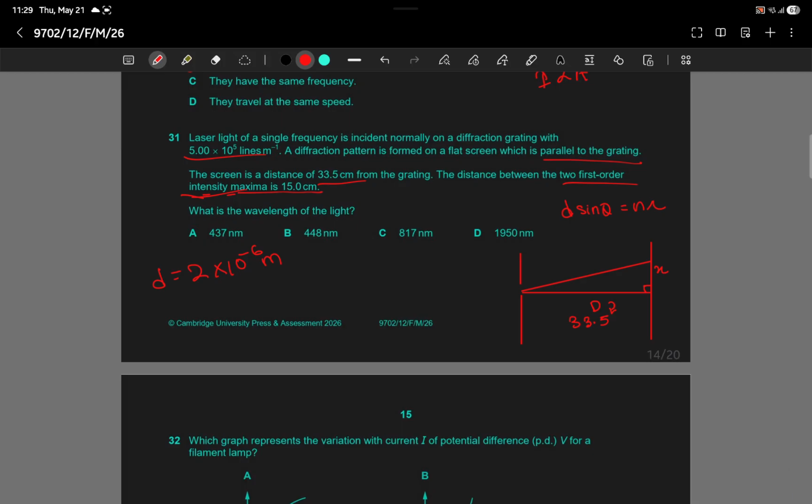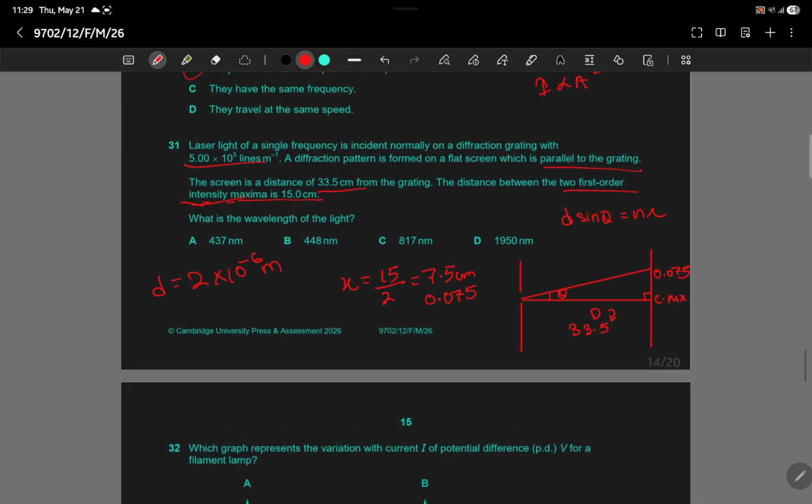But I had to make a right angle triangle. If this is the center maxima, then from this to this will be actually half, because the distance from the center maxima to one first order maxima is half the total distance between the two first order maxima. So x here will be 15 by 2, 7.5 centimeters, which if you convert to meters is 0.075. So we have to find the angle theta of this part.